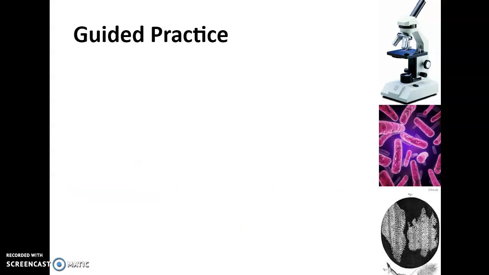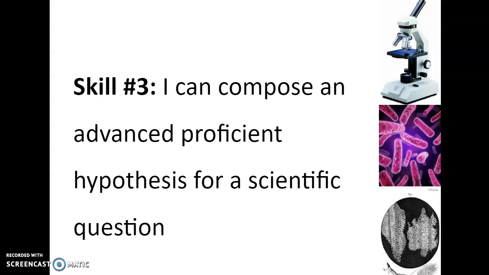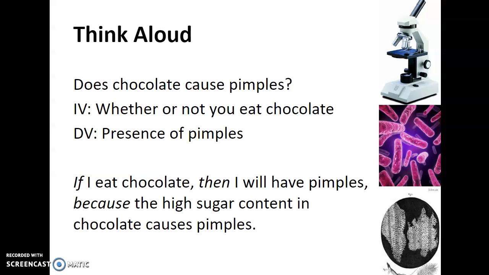Okay? So now that you've done that, you're going to work through your guided practice on your own and then move on to your independent practice. So skill number 3, I can compose an advanced proficient hypothesis for a scientific question. Now you're going to be given a scientific question. From it, you're going to determine your independent variable and your dependent variable, and from that, write out your hypothesis.